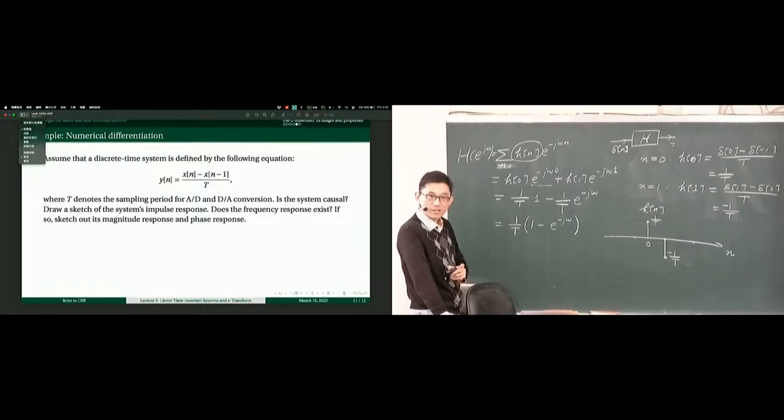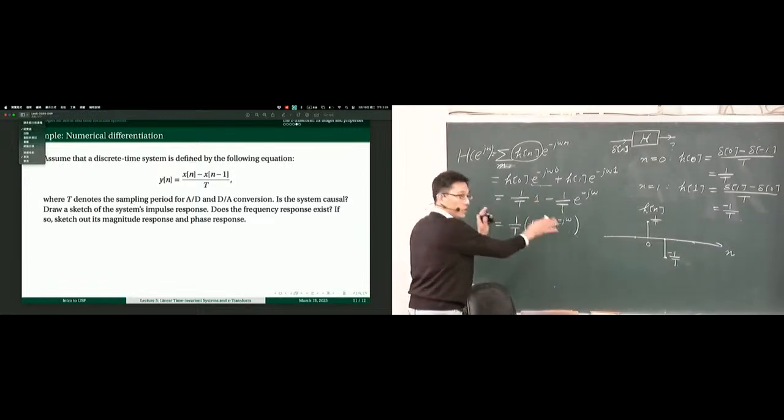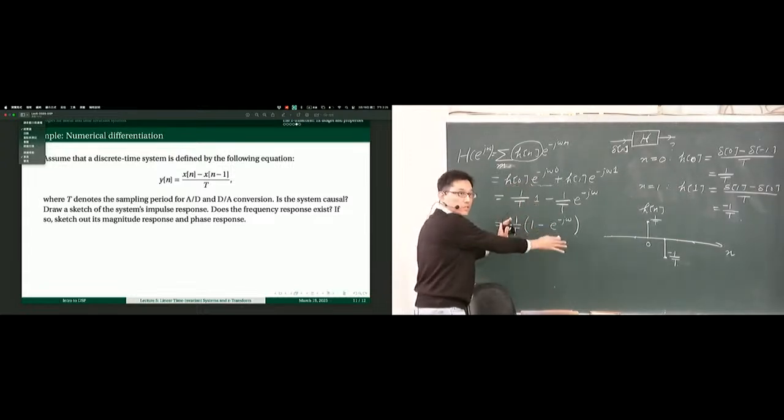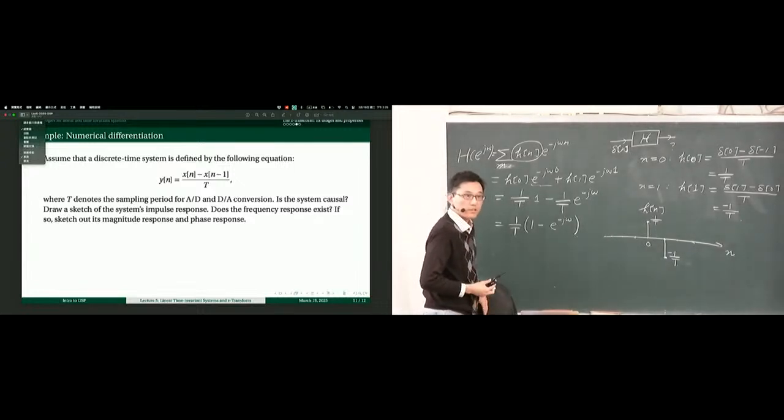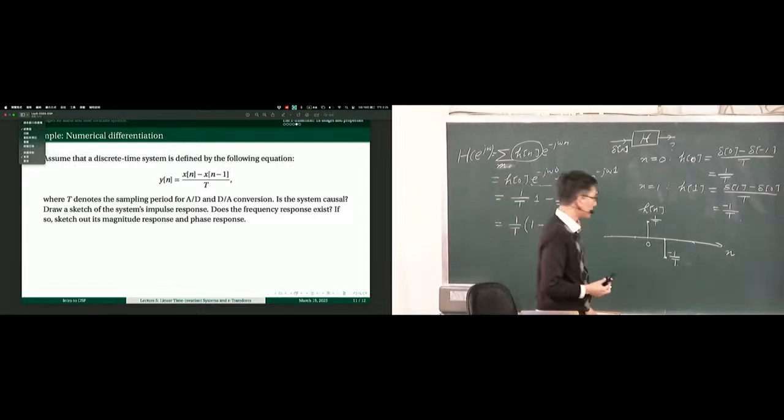Seriously, for the magnitude response we need to put in the absolute value, right? Add the absolute value. That's seriously what we mean by frequency response, magnitude response, okay? Which one do you want to show first? Magnitude or phase?